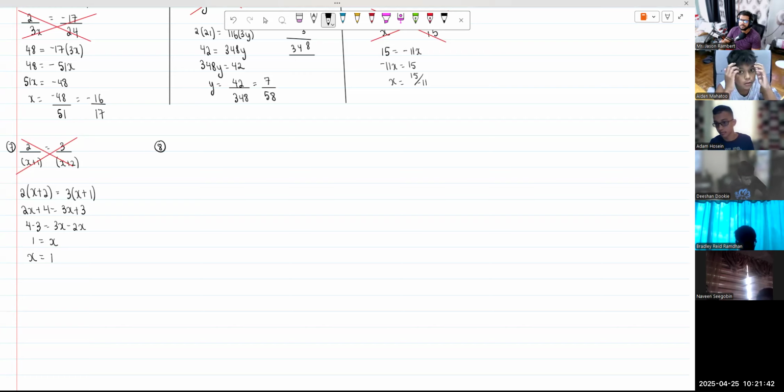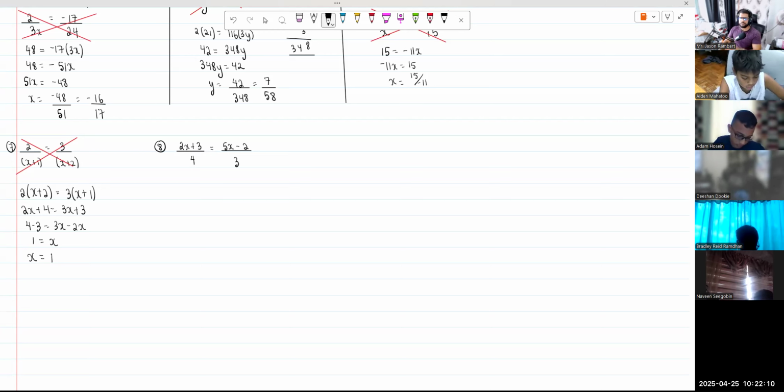All right, number 8, one very, very similar to number 7, where we have more than one variable term in the denominator or numerator. So I'm mixing it up a little bit. So let me go with 2x plus 3 divided by 4 is equal to 5x minus 2 divided by 3. Go ahead and solve for x in number 8 for me. Real similar to number 7. Number 9, extremely similar as well.